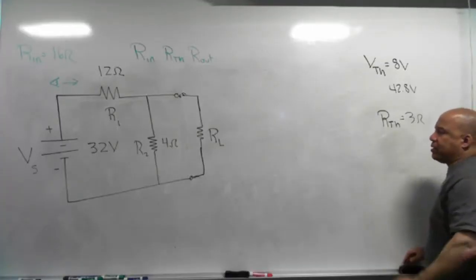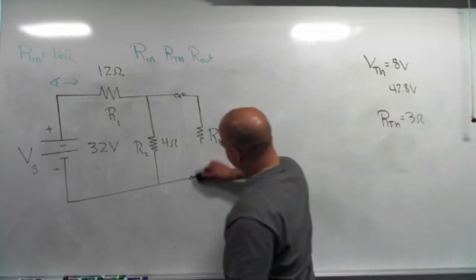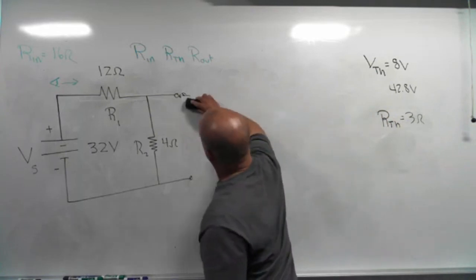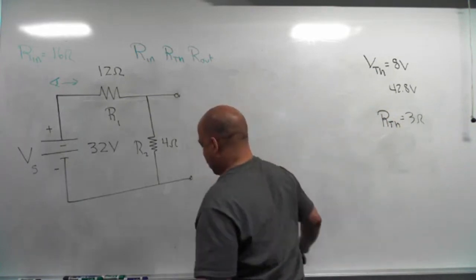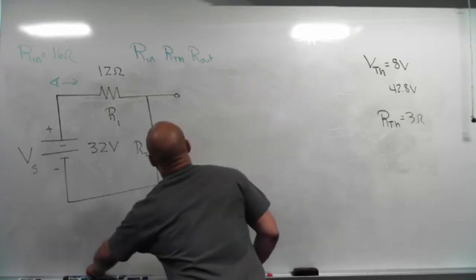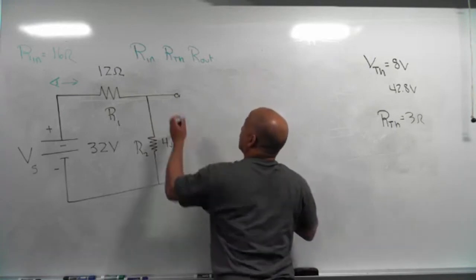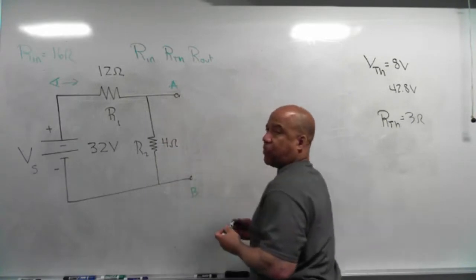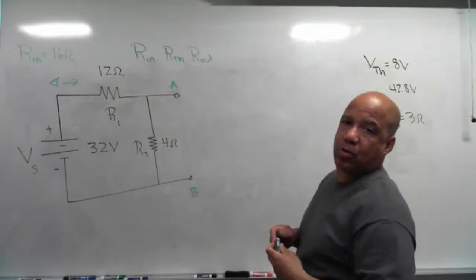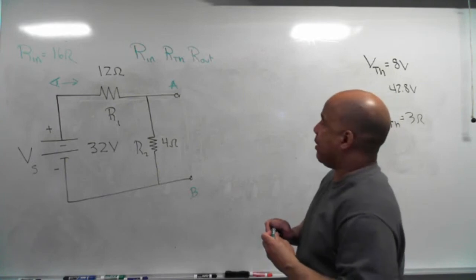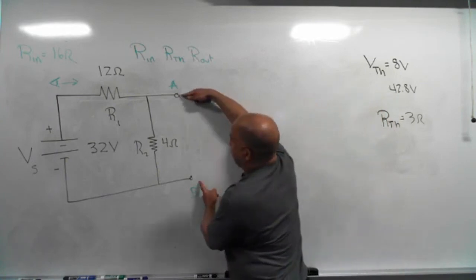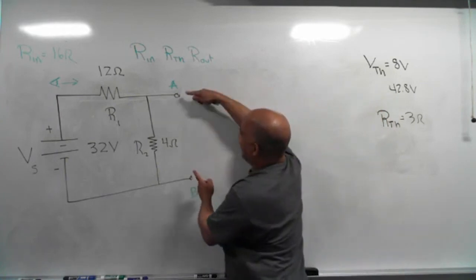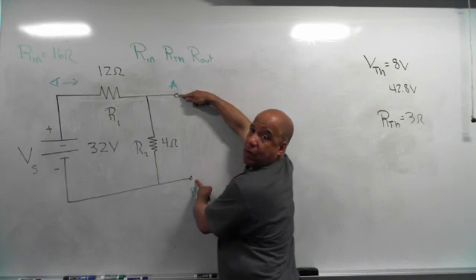Okay, well, let's check. So step 1, remove the load. Step 2, name the terminals. Step 3, measure the open terminal voltage between A and B. If I connect my battery here, if I connect my voltmeter here, which resistor am I across?